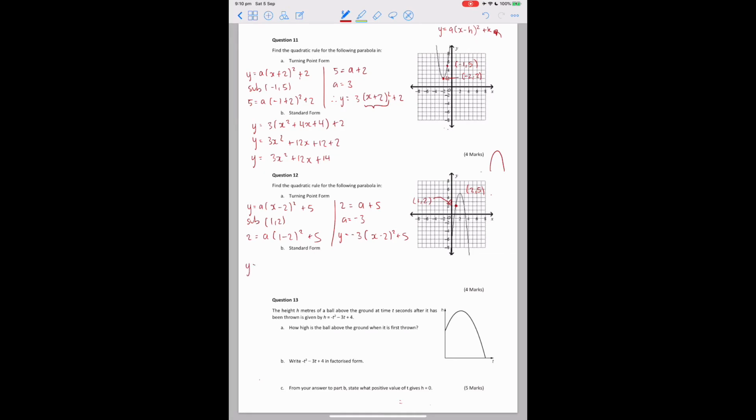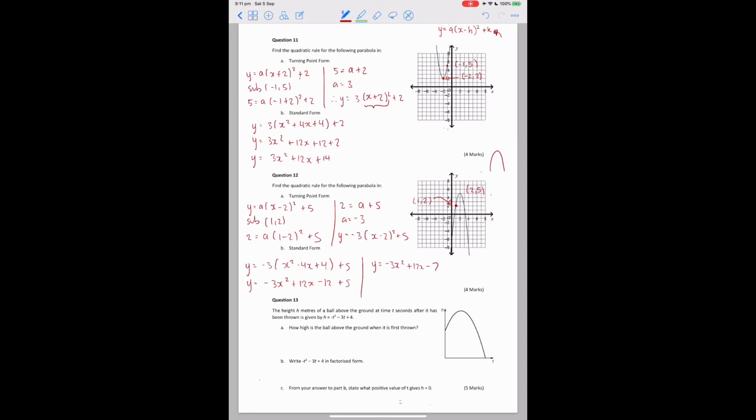So it'll be y is equal to -3(x squared minus 4x plus 4) plus 5. Expand the brackets. y is equal to -3x squared minus 12... Oh, sorry, that should be plus 12x minus 12 plus 5. And therefore, just collect the like terms. So therefore, y is equal to -3x squared plus 12x minus 7.